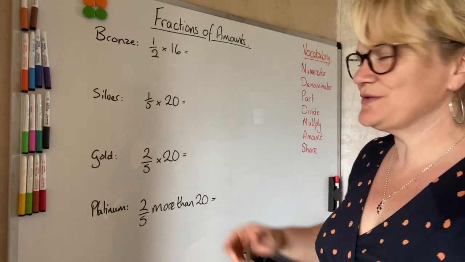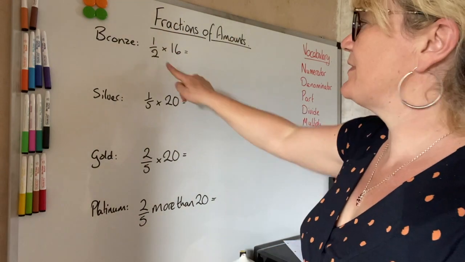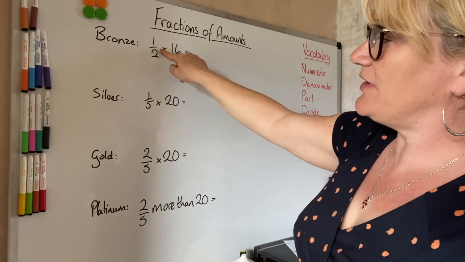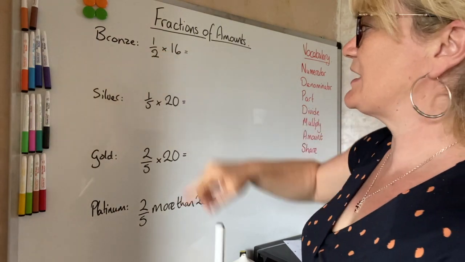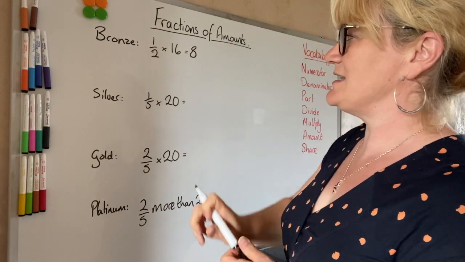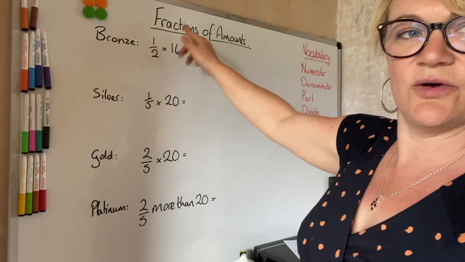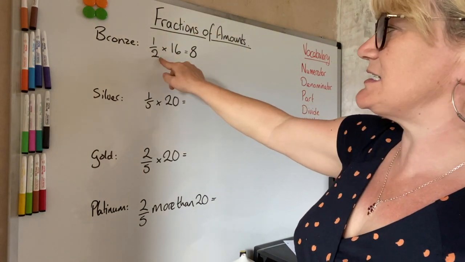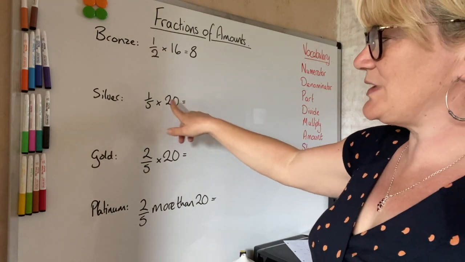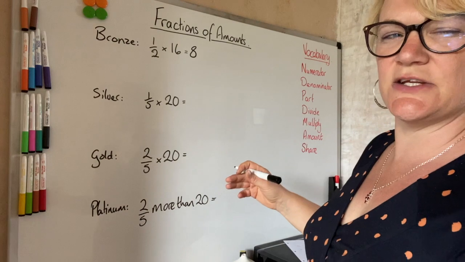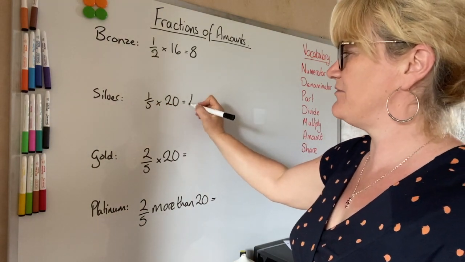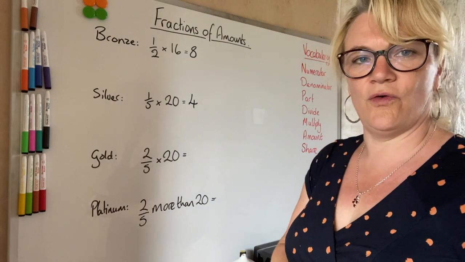Here are a few examples of some fractions of amounts. 1/2 of 16. Remember, we're going to take this number and we're going to divide it by our denominator. So we're going to have 16 divided by 2, which gives us 8. Because it's only one part, we're just going to have to do that division. 16 divided by 2. For this one, we can do exactly the same thing. 20 divided by 5. Slightly trickier numbers, which is why these are silver, not bronze. 20 divided by 5 is going to be 4.